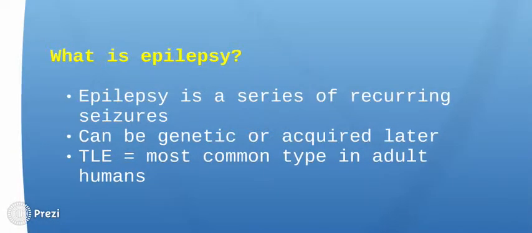Epilepsy is a series of recurring seizures and can be either genetic or acquired later due to trauma. Temporal lobe epilepsy is the most common type of epilepsy in adult humans.